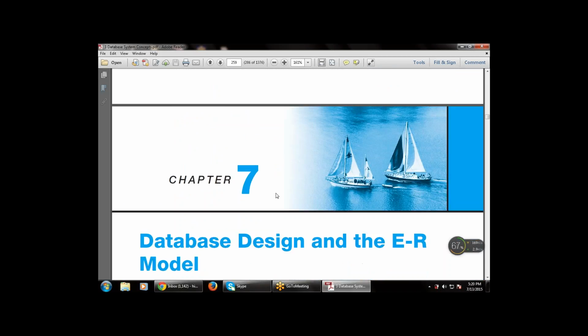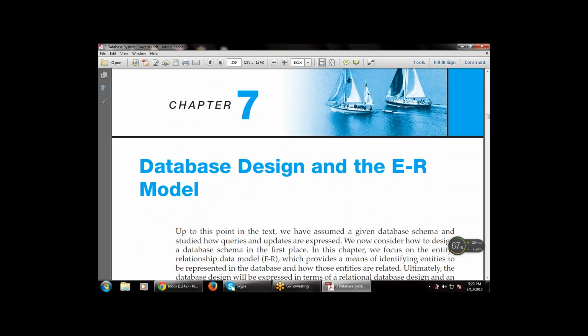Now, let's start with chapter number 7, that is the database design and the ER model. That is, what is database design, and what is the ER model that is used in database design.